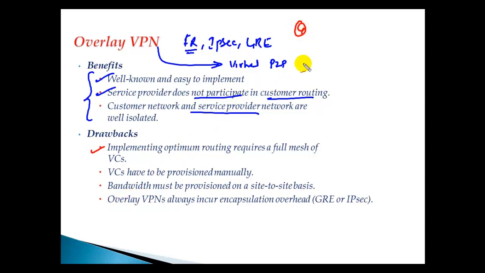Let's take an example. I've got multiple customer sites and you're providing a connection. If I want to have a connection between each and every site, a full mesh, we need a separate virtual circuit from here to here, a separate virtual circuit, and a separate virtual circuit like this.